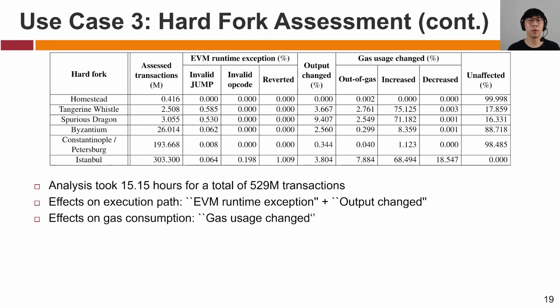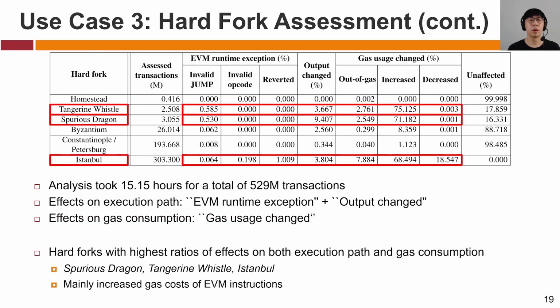The sum of column EVM runtime exception and output change indicates effects of hard forks on the execution path of smart contracts. The column gas usage change indicates the effects on gas consumption. 3 hard forks marked by red boxes have the highest ratios of effects on both execution path and gas consumption.